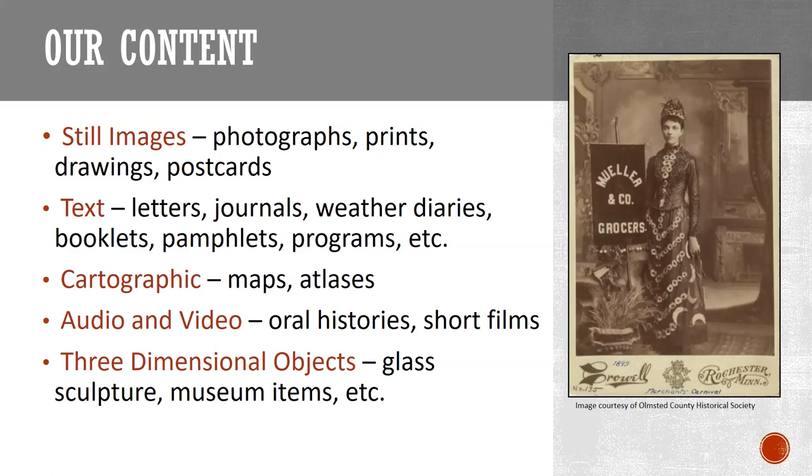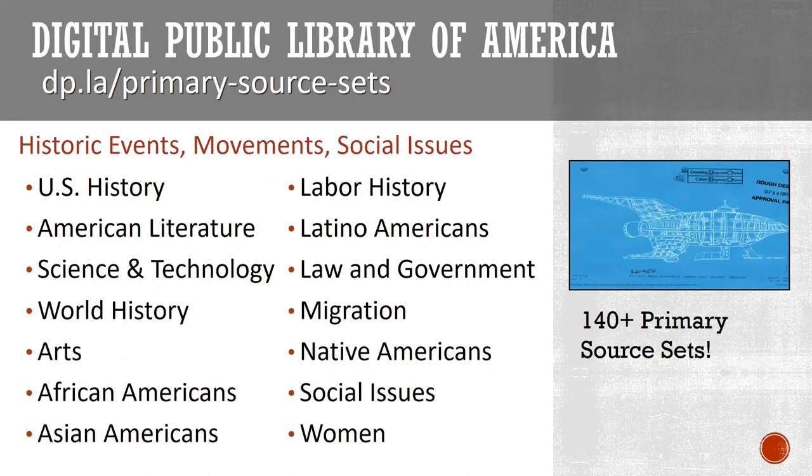When I say still images and text-based materials, I do want to emphasize that still images can be things like photographs, prints, drawings, postcards, posters, architectural drawings, a whole array of things. And text can be anything that is text-based, things like letters, journals, weather diaries, booklets, pamphlets, programs, and more. And cartographic, just as it sounds, it's maps and atlases. Okay, so that's a little bit of background about who we are with the Minnesota Digital Library.